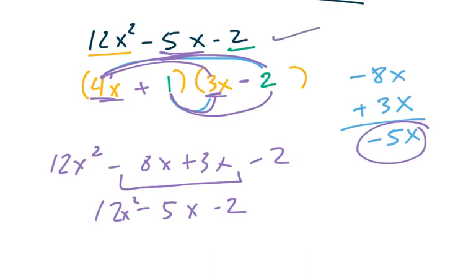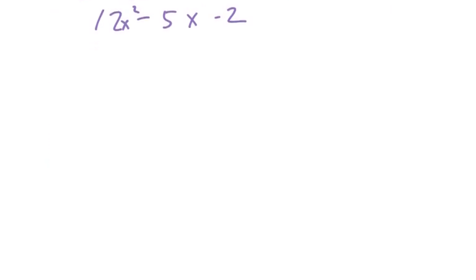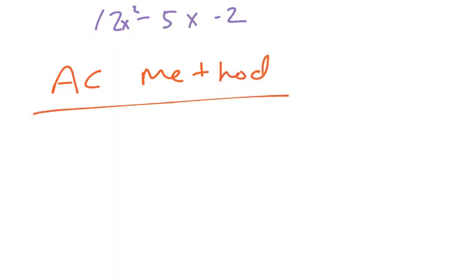Now, I like this method. I'm a big proponent of this one because it's intuitive. It makes sense. We're just basically reverse FOILing. Now, there are other methods that have been developed in terms of how to solve this. And one of those methods is called the AC method. And the AC method works like this.